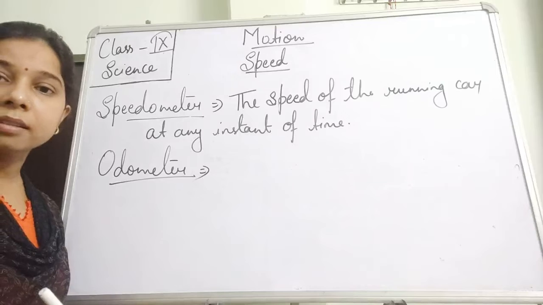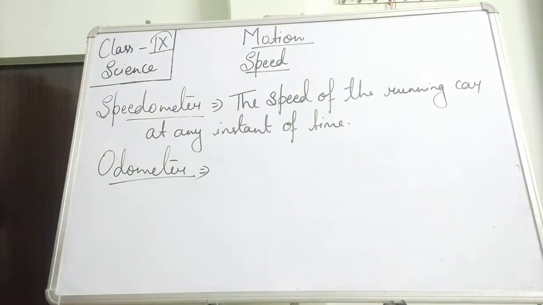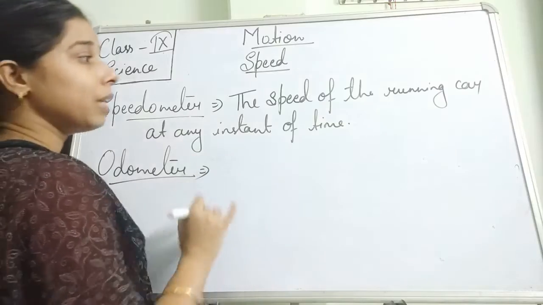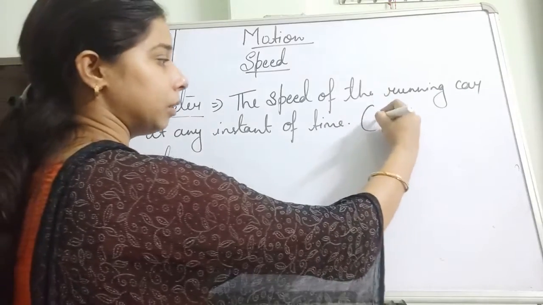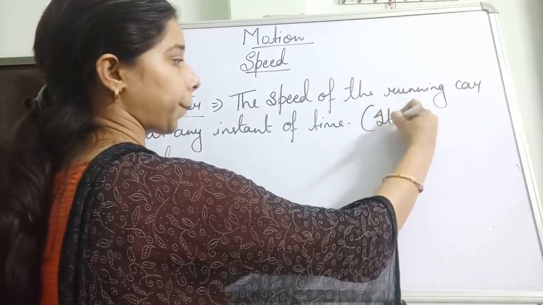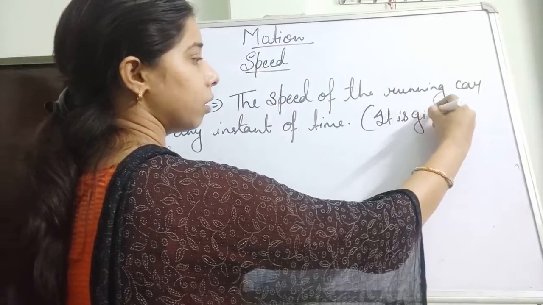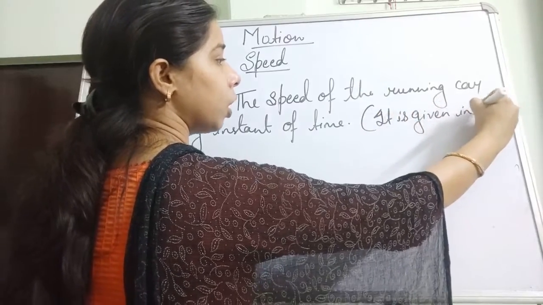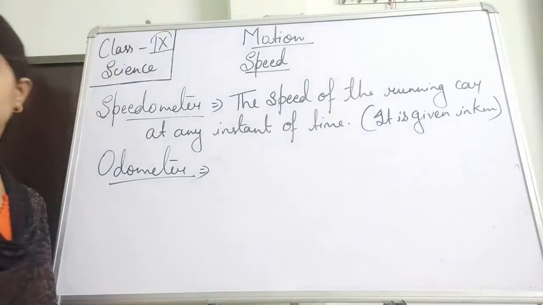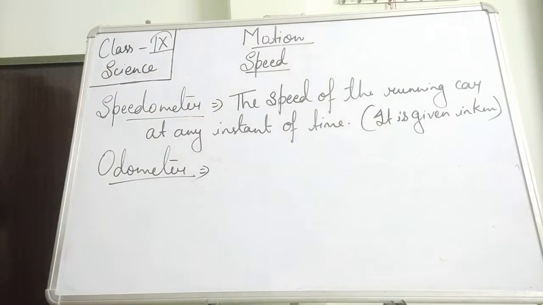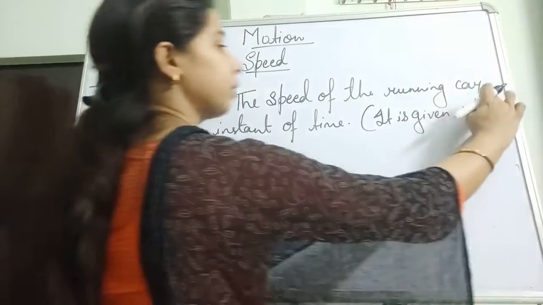That is called the speedometer. It can be seen with the help of the speedometer, and this speed is given in kilometer per hour. Okay, that is given in kilometer per hour.